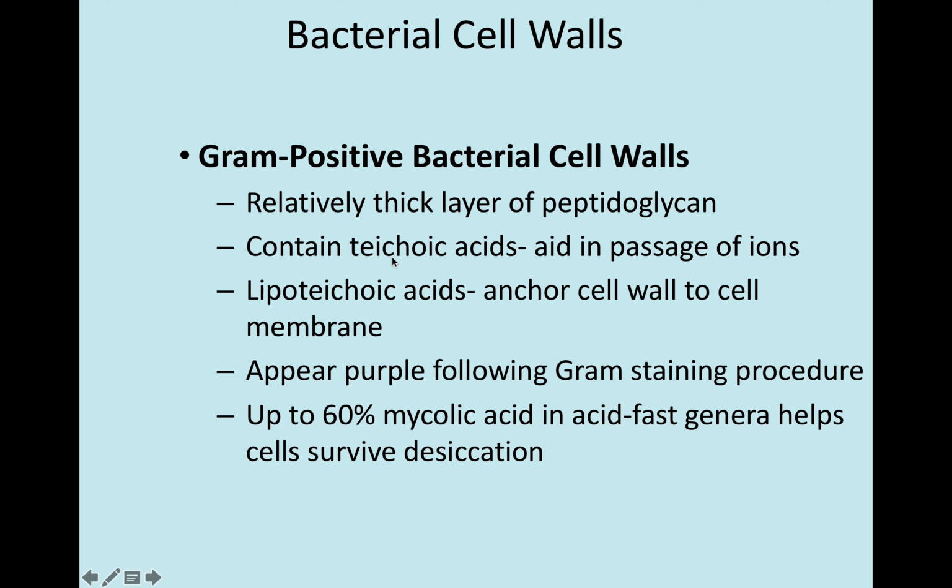Gram-positive bacteria also have teichoic acids that aid in the passage of ions, and lipoteichoic acids that anchor the cell wall to the cell membrane. So the cell wall is located outside of the cell membrane. One thing about gram-positives is that they appear purple following what's referred to as the gram staining procedure. Some gram-positive organisms, such as those from the genus Mycobacterium, can contain up to 60% mycolic acid and are referred to as acid-fast bacteria. This helps the bacteria survive desiccation or dry environments.